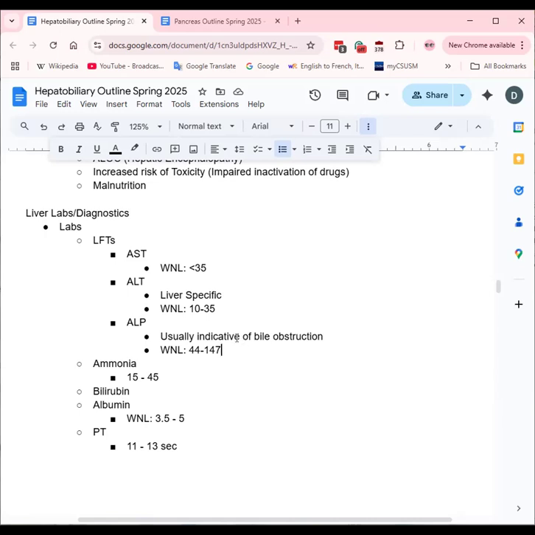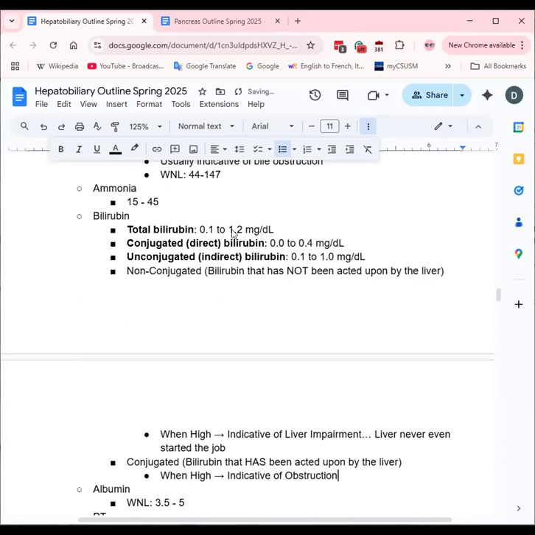All right, that's just a little fun fact. Mention ammonia and how that can cause confusion. And I'm going to quickly go over the idea of conjugated versus unconjugated bilirubin. If I recall, you don't need to know the numbers.